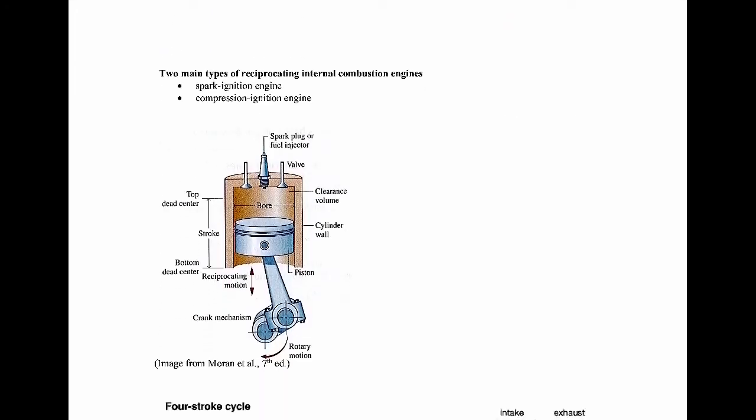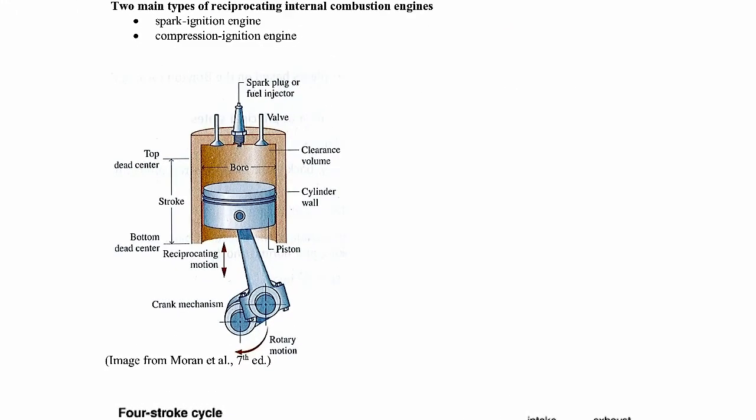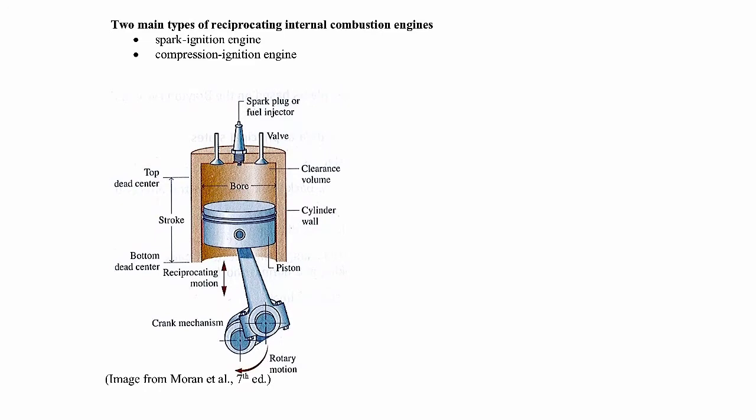All right, well, let's get started with the material. So in the next lecture, we're going to be talking about reciprocating internal combustion engines. So these are the kinds of engines in your car, very common. You have spark ignition engines. These are common in most passenger vehicles that we have in this country. And then we have compression ignition engines.